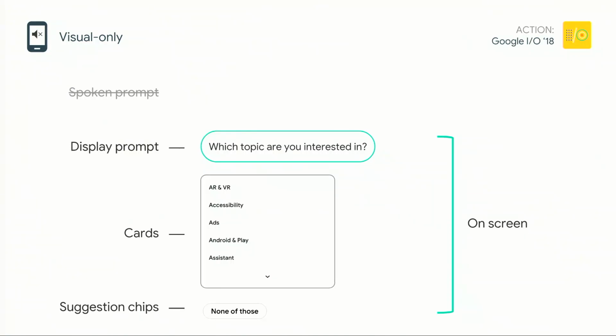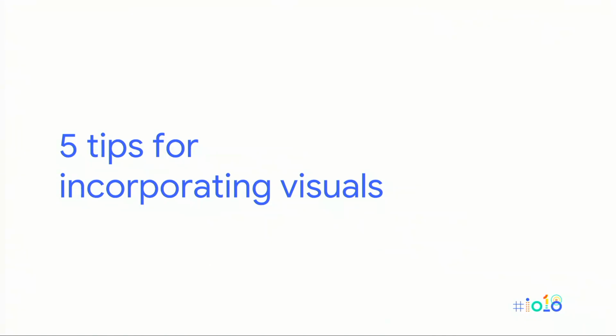So now we've learned that in order to scale our dialogue, we need to write spoken prompts and then add visuals to them, and that helps us map across devices. But how do we know what kinds of visuals to add? I'd like to leave you with 5 tips for how you can incorporate visuals into your dialogue.